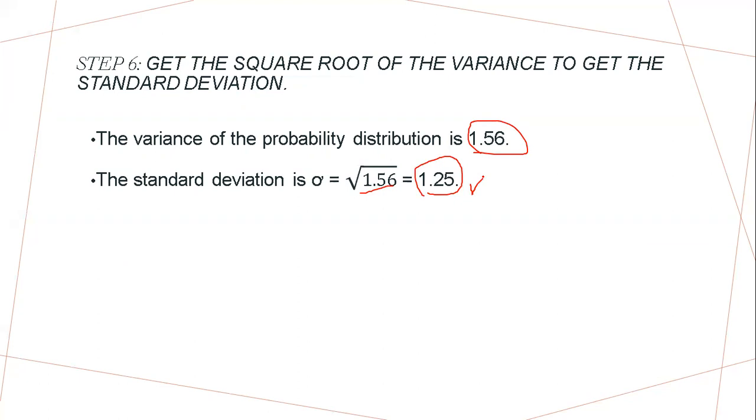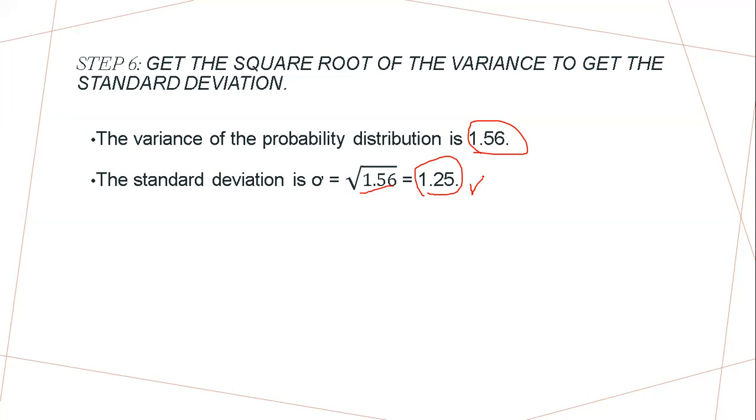So, ibig sabihin, idadagdag natin ang step 6 para makuha din natin yung standard deviation. Para ma-identify natin kung gaano ka-spread out yung dispersion ng ating probability distribution. I hope it's clear na yung step 6 natin. Tinagdagan natin ng isa.